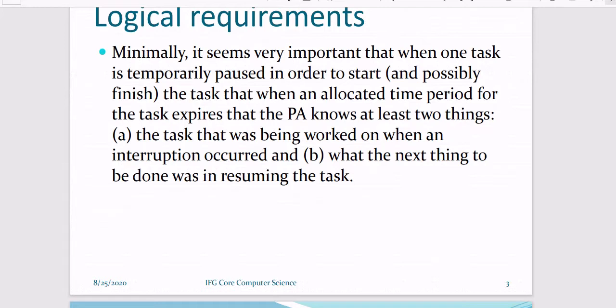I mean, it would be pretty bad if I responded to a telephone call and I finished answering that, and I hadn't the faintest idea what I was working on. Maybe I'd never be able to remember, and therefore the task would never be completed. So it's quite important that there's some kind of memory of what was being done.